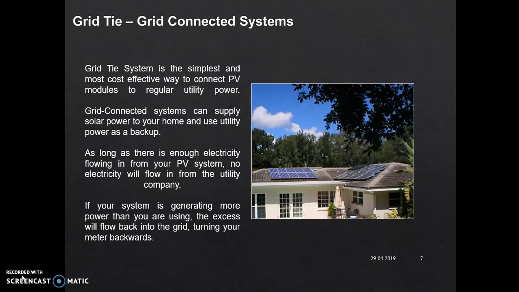This is the second type of system, which is a grid-tie, grid connected system. A grid-tie system is the simplest and most cost effective, and is basically used to connect PV modules to regular utility power. A grid connected system can supply solar power to your home and use utility power as a backup. As long as there is enough electricity flowing in your PV system, no electricity will flow in from the utility company. If your system is generating more power than you are using, the excess will flow back into the grid, turning your meter backwards. So we can sell or buy energy to the grid.